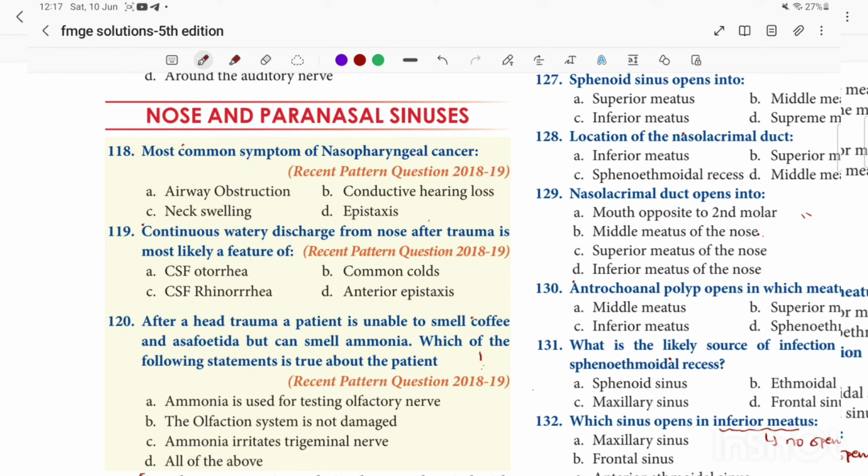FMGE solution part 3. Topic: nose and paranasal sinus. So let's start the MCQs.